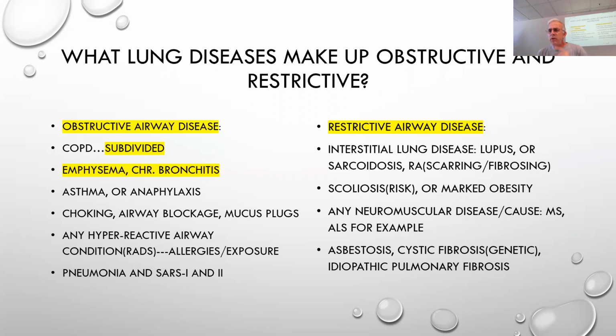Or cystic fibrosis, which unfortunately is a genetic type of disease. Of course, there's no cure for it. And what happens is it's also an interstitial type of disease, like some of the others, your lupus, sarcoidosis. Over time, those individuals have a lot of trouble breathing, and most of those individuals don't make it past their mid-30s.